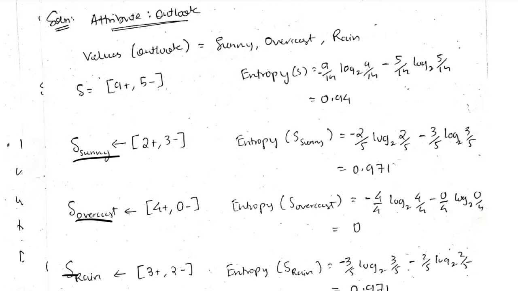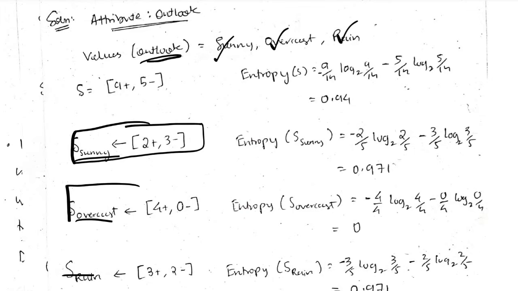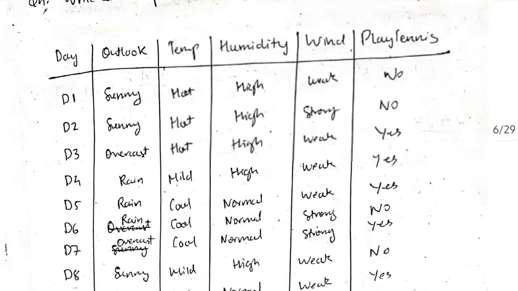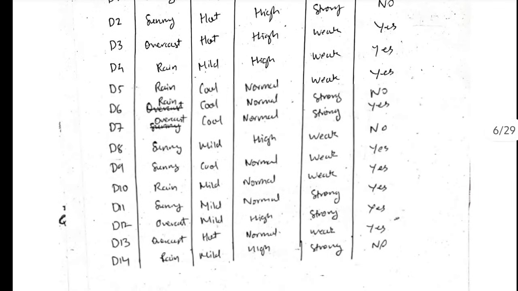Then the same thing you have to do for S sunny, S overcast, and S rain. In the outlook values, sunny is there, overcast is there, and rain is there, isn't it? So for each of these we have to calculate separately: the entropy of sunny, the entropy of overcast, the entropy of rain. How do we do that? First you tell me how many sunny are there. Let's count together.